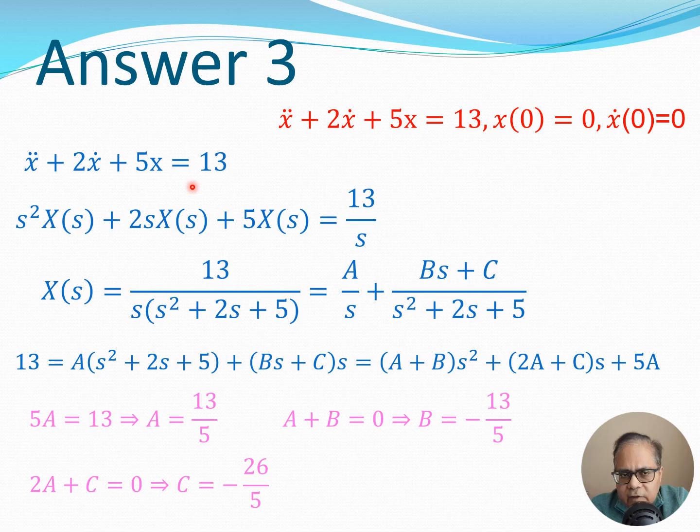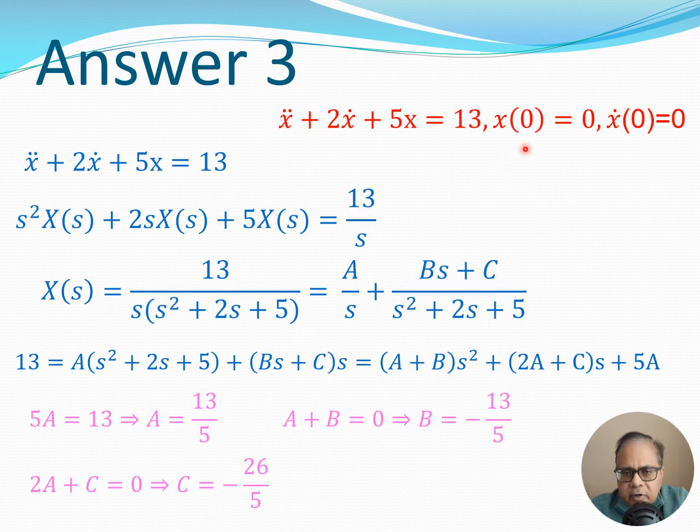So let us start with this differential equation, and what we are going to do is take the Laplace transform on both sides of this equation. Immediately I can write the left hand side as s squared X(s) plus 2s X(s) plus 5 X(s). X of course is the Laplace transform of this small x here, and on the right hand side I simply get 13 by s. That's the Laplace transform of a constant, and then 13 multiplied by that.